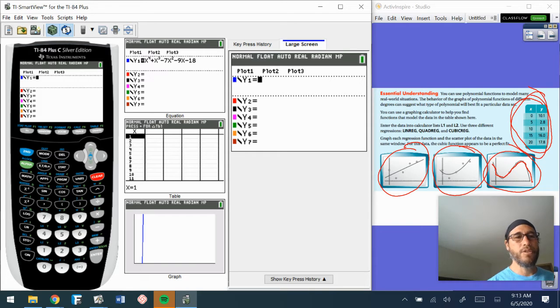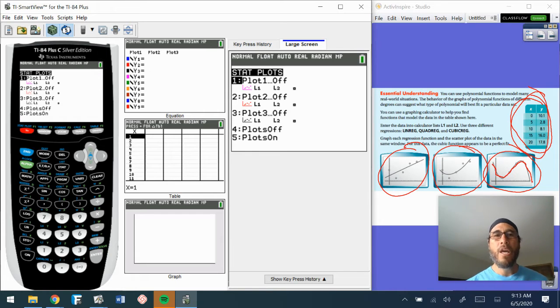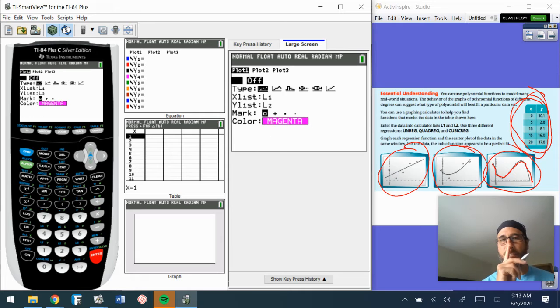And then we're going to come up here to, it's called stat plot. So you're going to hit second, y equals, okay? And we're going to go to this 1 and we're going to turn our plot on. Okay, and if you see it has L1, L2, so it's going to graph those guys. So we're going to hit enter. We're going to turn that guy on. And then, hey, you know what? You can change the color. You can change what you want your little plot points to look like.